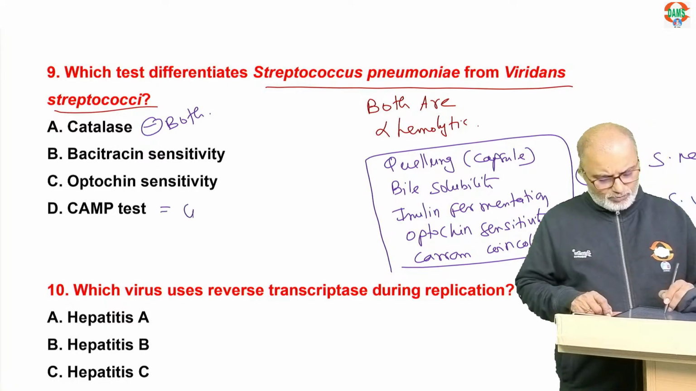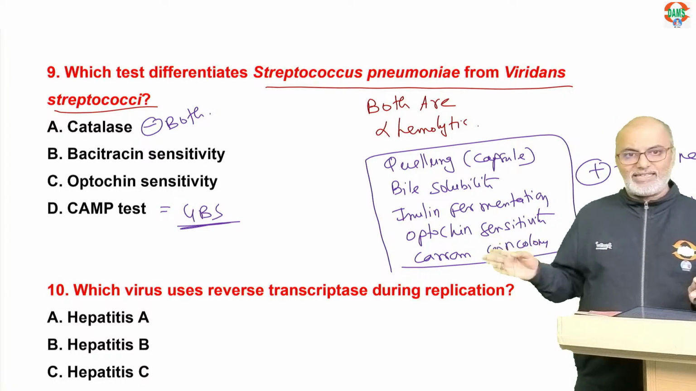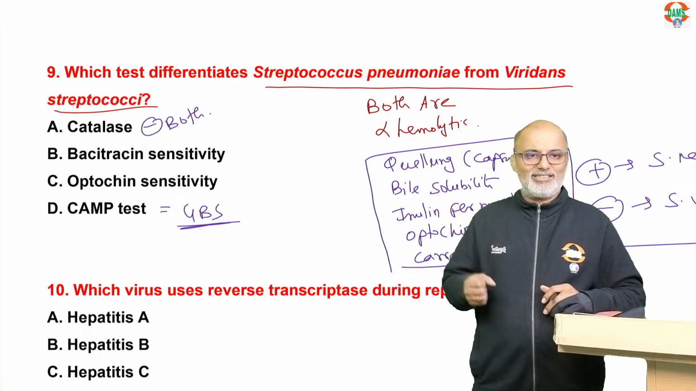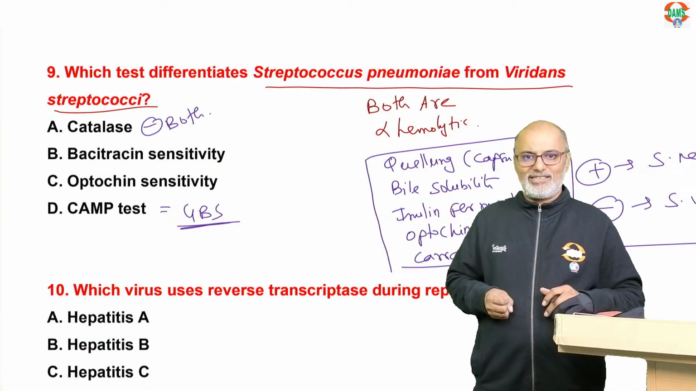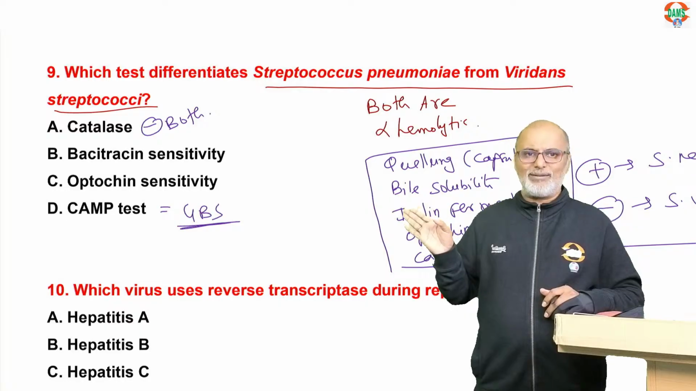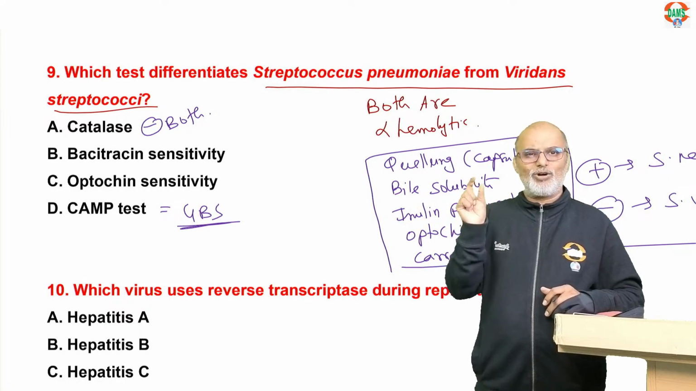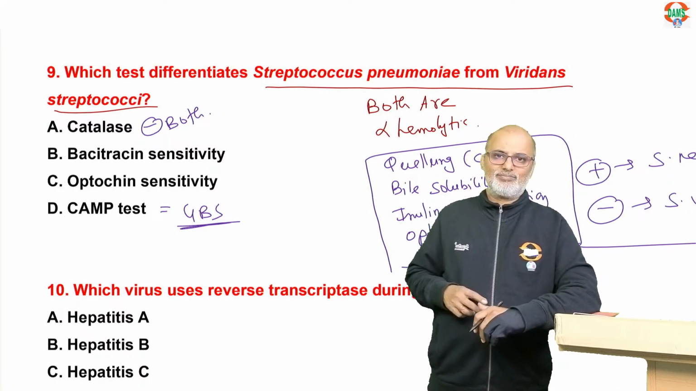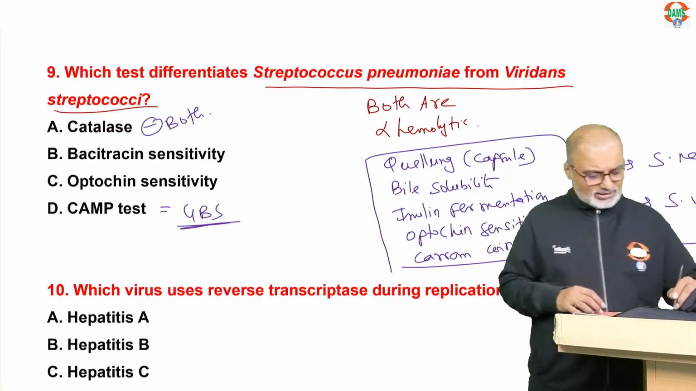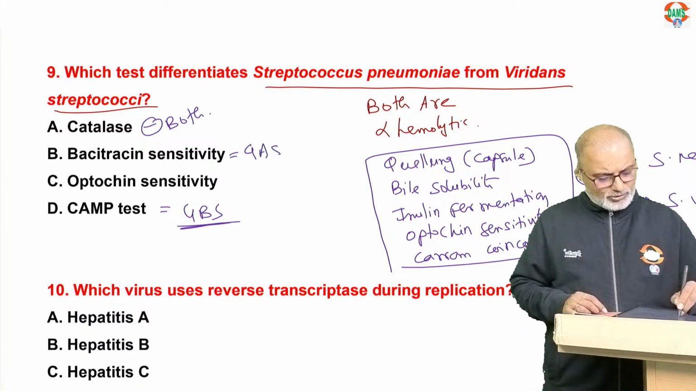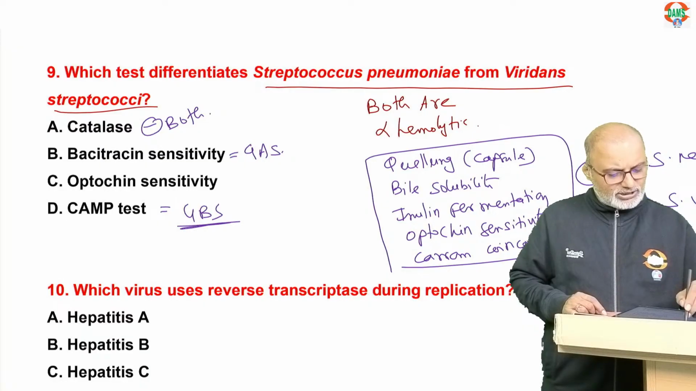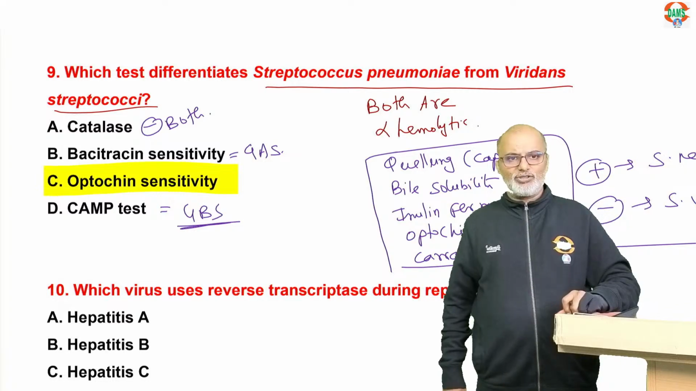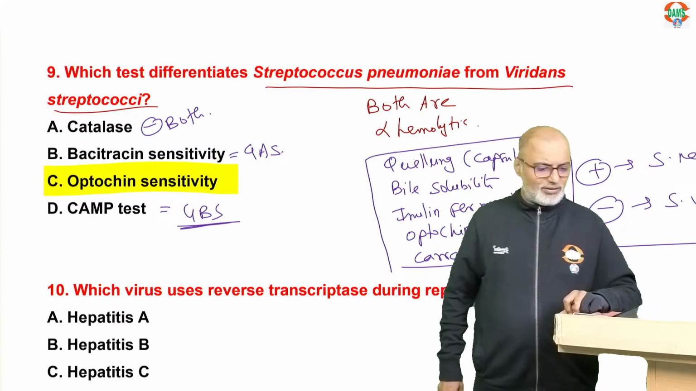CAMP test for group B Streptococcus. Always remember, in a recent INICET they asked which test from the workbook. Same picture, satellitism they asked. Like that they may ask CAMP test or reverse CAMP test. Nowadays we are getting one microbiology question based on the diagram of the test. Bacitracin sensitivity you can go for group A Streptococcus. And optochin sensitivity is positive for pneumococci, negative for viridans.